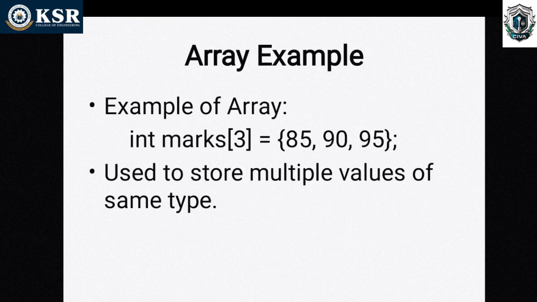Now let's see the declaration of an array. Data type, space, array name, square bracket. Inside the square bracket we need to write the size of the array. For example, int marks[3]. Here int is the data type, marks is the variable name, and the 3 inside the square bracket is the array size. So it equals 85, 90, 95. It is used to store multiple values of the same type.